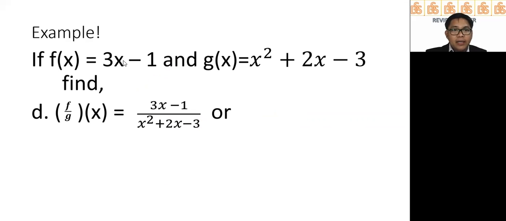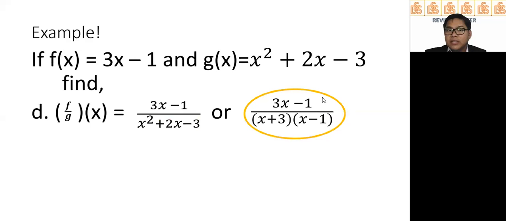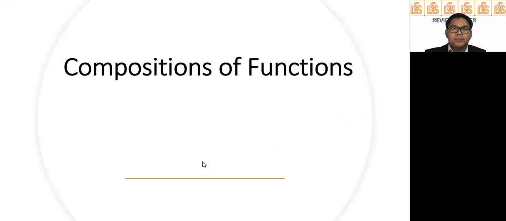So we are asked to divide 3x minus 1 and x squared plus 2x minus 3. As you see, there is no common factor. So we can simply write our answers this way. But note that the denominator can still be factored out. However, when you factor it out with x plus 3 and x minus 1, still no common factor with the numerator. In that case, you may simply consider this as your final answer. Okay, so let's proceed to compositions of functions.